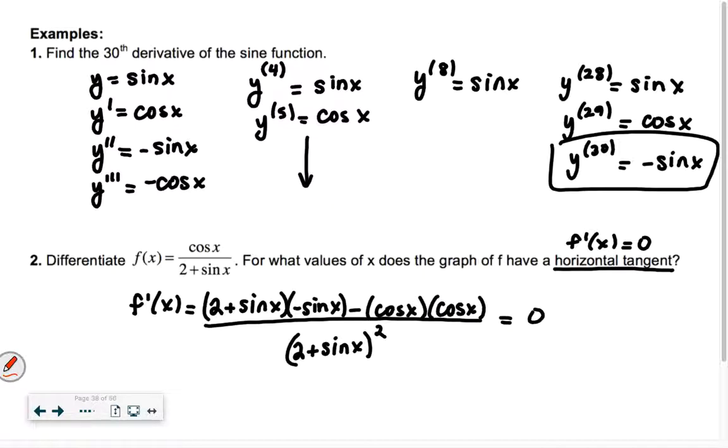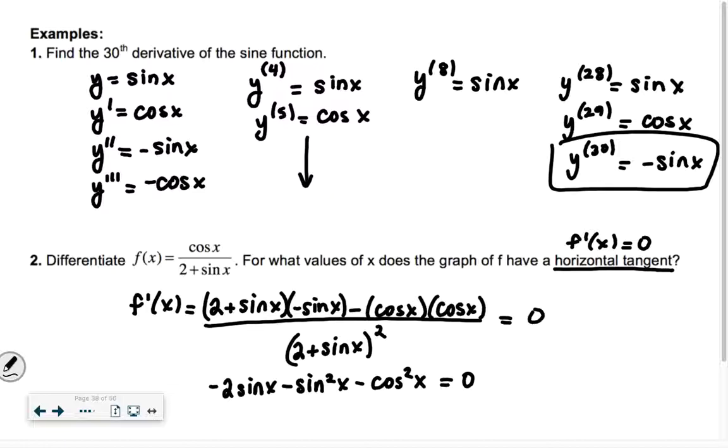Really, the only bad thing would be if you could factor it out, we would look for that, but that's fine. So we want to set our numerator equal to 0. So what is our numerator? I'm going to distribute in. So I'm going to have negative 2 sine of x minus sine squared of x minus cosine squared x. And this is all going to equal 0. So I don't need to write the denominator.